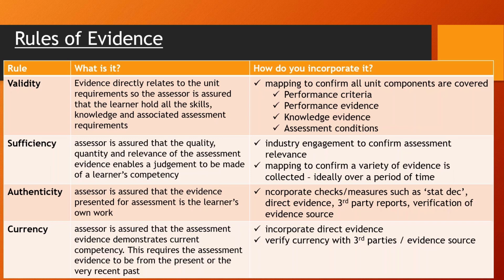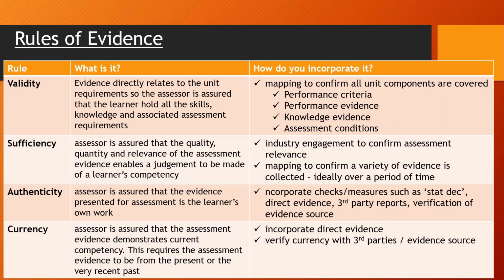So validity is the first one. Again, it's a repeat word, and it means that whatever the evidence is, it must relate directly to the unit of competency. So if someone gives you something in a portfolio that's got nothing to do with the topic, then you can just exclude it up front. You must make sure that you have enough of this evidence that relates directly to the unit of competency. To make sure that we're incorporating that rule, we would map all of our evidence items to make sure that we have covered all of the unit components around performance criteria, performance evidence, knowledge evidence, and assessment conditions as they're laid out in the unit of competency.